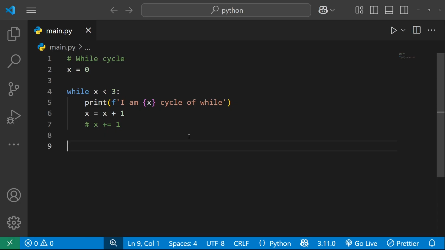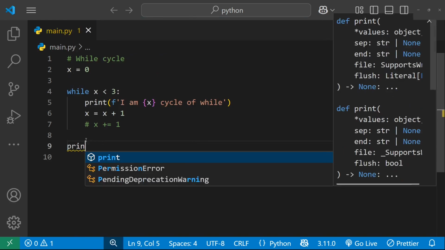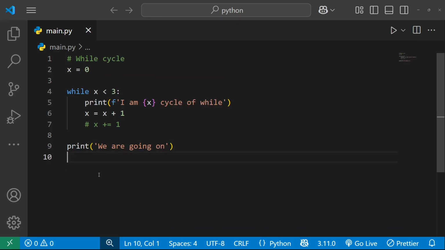Now we need to speak again about indentation. Indentation is very important here. You can see some spaces here. It means everything that is indented is a part of the while cycle. So for example, I will print here: we are going on.